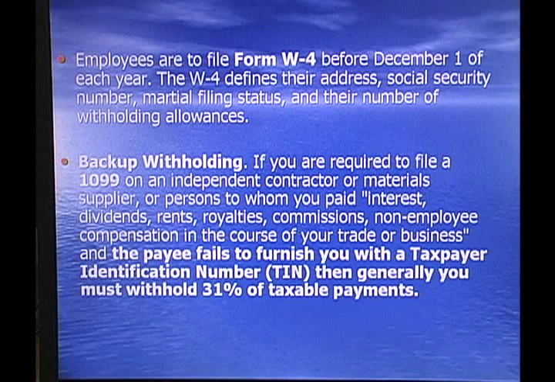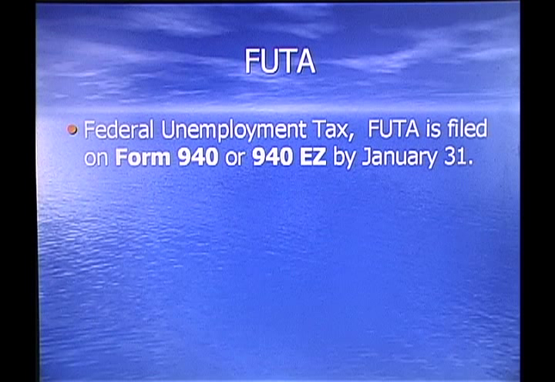Backup withholding. If you're required to file a 1099 on an independent contractor or material supplier, or persons to whom you paid interest, dividends, rents, royalties, commissions, non-employee compensation in the course of your trade or business, and the payee fails to furnish you with a taxpayer identification number, TIN, or Social Security number, then generally you must withhold 31% of the taxable payment.